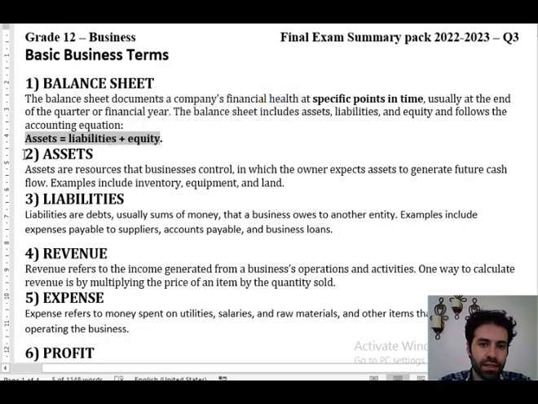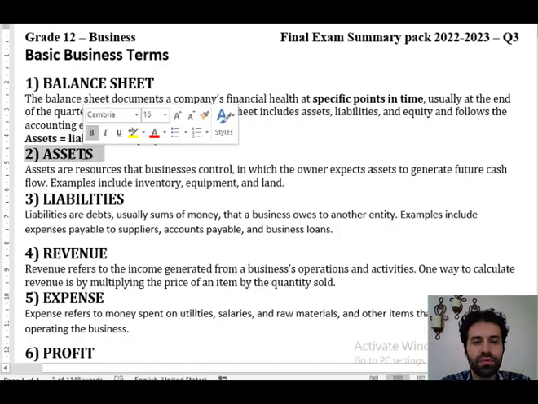Number two, the assets. The assets is basically whatever that the business or the company has for itself, like physical or something like money, cash, or the objects. So whatever the company owns is the company's assets.